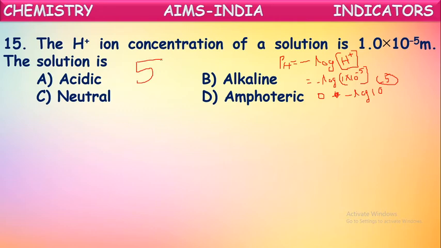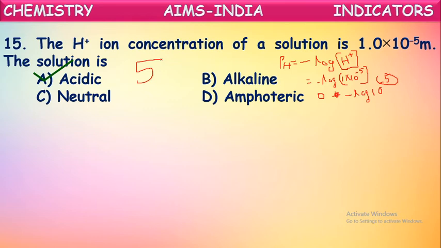If it is having the pH value 5, what kind of substance is this? We know if the pH value is between 0 to 7, then the solution is said to be acidic. The solution is acidic in nature if the concentration of H plus ions is 1 into 10 to the power of minus 5 molar. If the concentration of H plus is given, we can find out its pH value. If we know the pH value, we can identify what kind of substance it is.